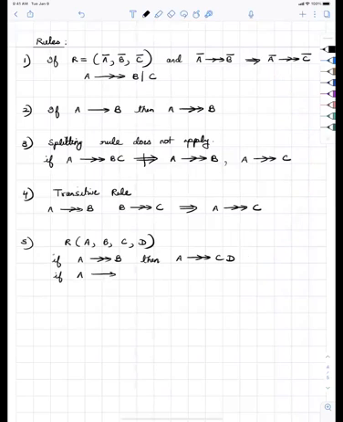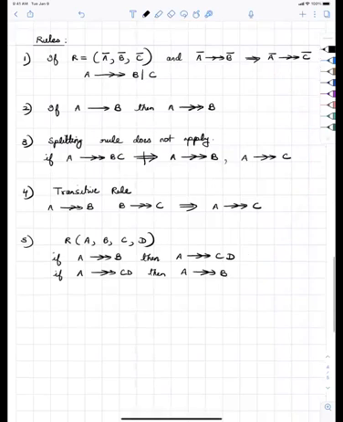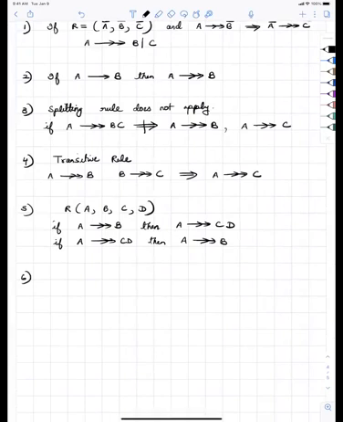And if A multi-value determines BC and A multi-value determines CD, then A multi-value determines C. This one is a bit tricky. If you have A multi-value determining BC and A multi-value determining CD, C is common in both of these, so you can say that A multi-value determines C.